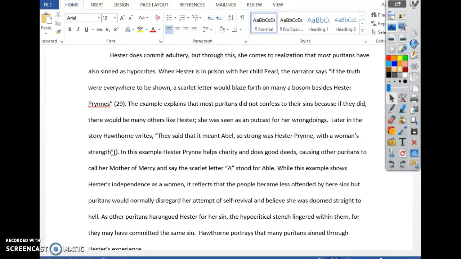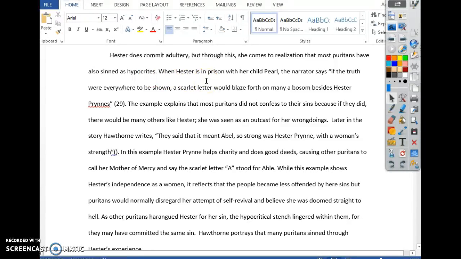If you'll notice with this first one, Hester does commit adultery, but through this, she comes to the realization that most Puritans have also sinned as hypocrites. So notice this is exactly what we were talking about in a topic sentence. It's talking about the committing adultery. That's what this paragraph is going to be about. And that is linked to the claim of the fact that Puritans are hypocrites. So notice that's what your topic sentence should do. This is what it can look like.